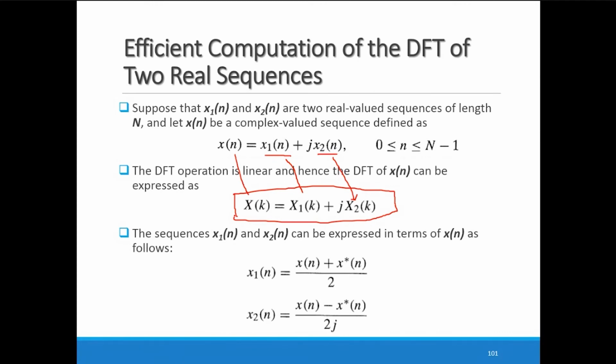The sequences x1(n) and x2(n) can be expressed in terms of x(n). X1(n) is x(n) plus the complex conjugate of x(n), divided by 2. X2(n) is x(n) minus the complex conjugate of x(n), divided by 2j. This is how we can represent x1(n) and x2(n) in terms of x(n).